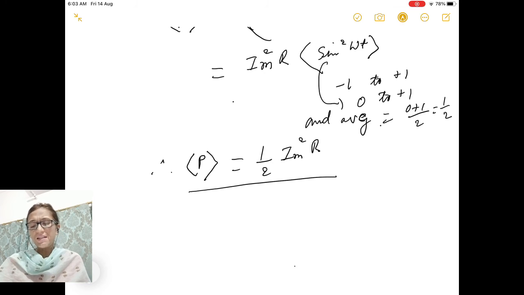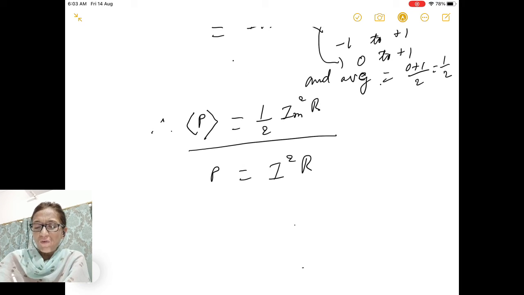Now you can see that this power in alternating current is different from the power in DC current. In DC current we have power equal to I square R. So the forms are different.